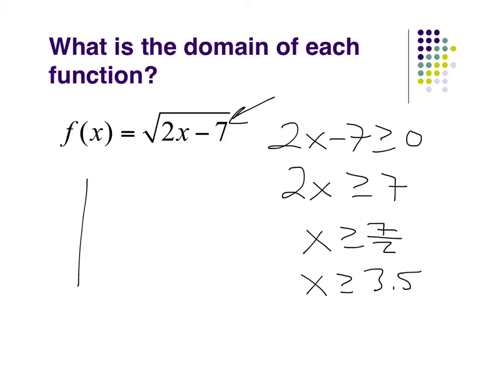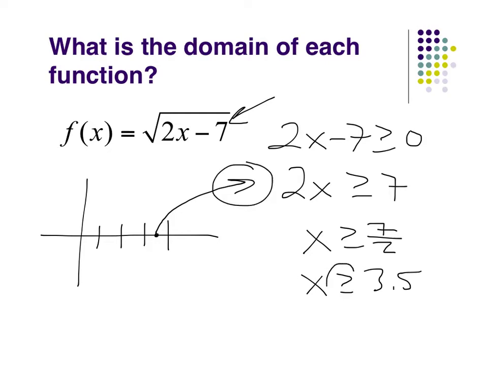If you were to graph this on your calculator, you'll see something like this. So 1, 2, 3, 4, and you'll see something right between those going up like that. Once again, notice how this arrow is pointing the same direction as the inequality.